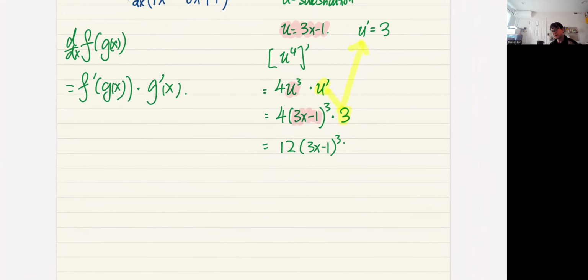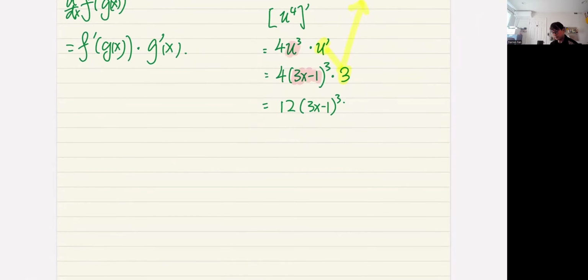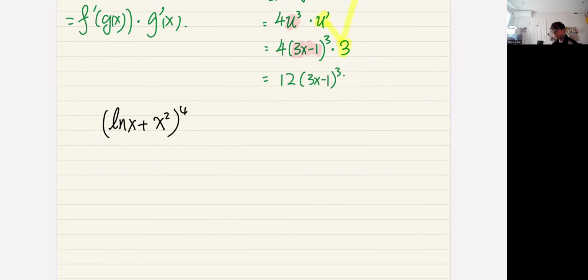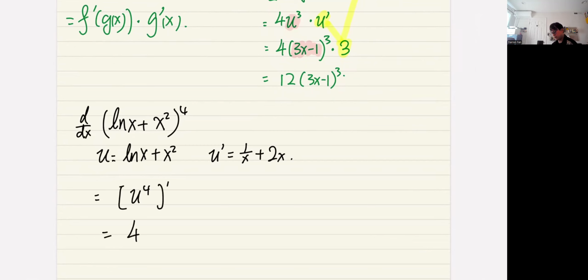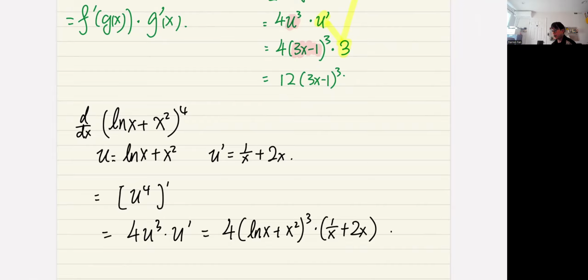A common mistake: what if you have something really difficult inside the parentheses? For example, if I have ln x plus x squared, and I'm raising it to the 4, technically we're doing the same thing, right? We're going to let u be ln x plus x squared. So in that case, our u prime becomes 1 over x plus 2x, right? The question becomes taking the derivative of u to the 4, which gets you 4u to the third times u prime. So that means 4 times (ln x plus x squared) to the third times u prime, 1 over x plus 2x. Whether you want to simplify or not doesn't really matter. Okay, pretty much that's how we do it.